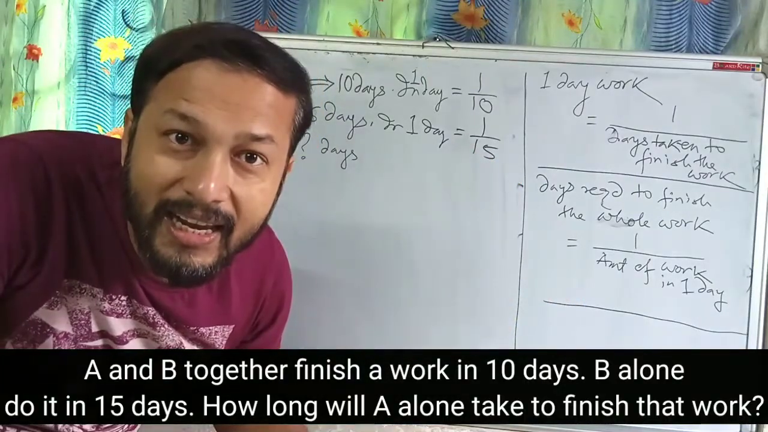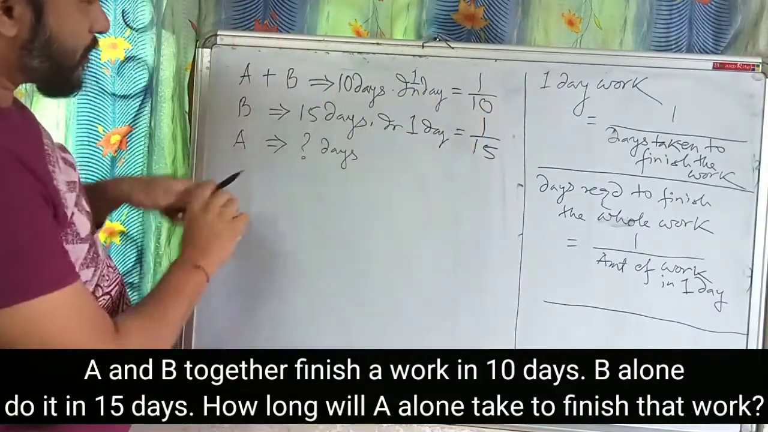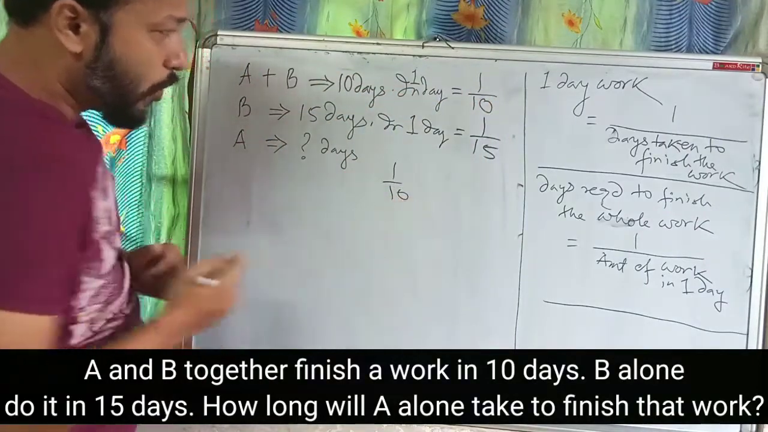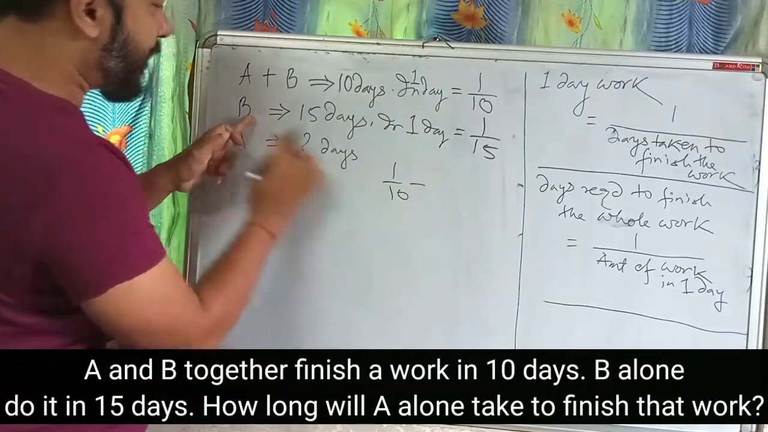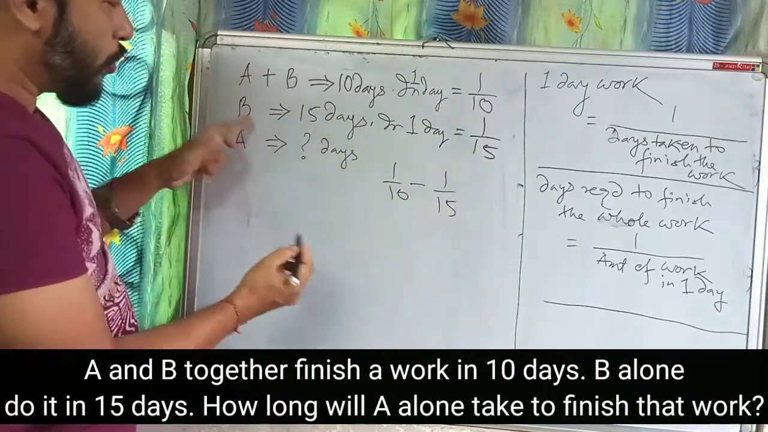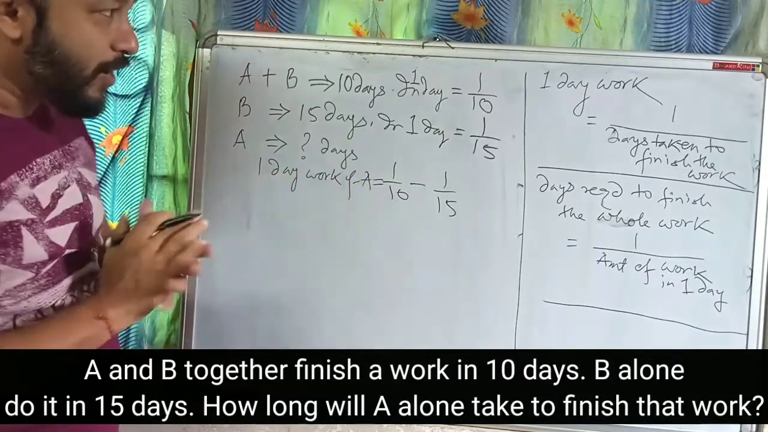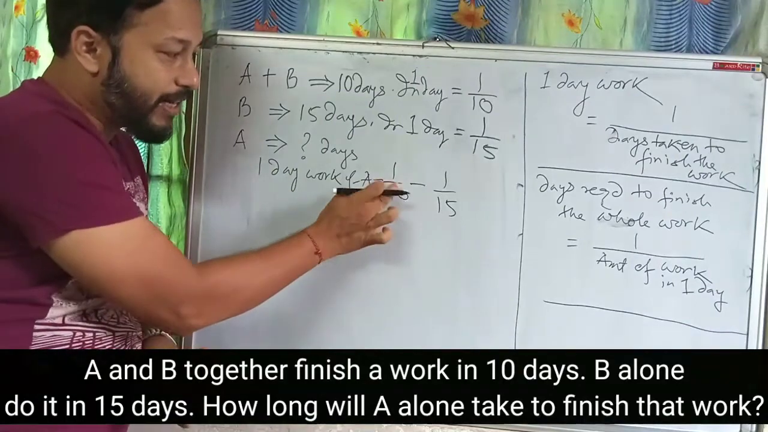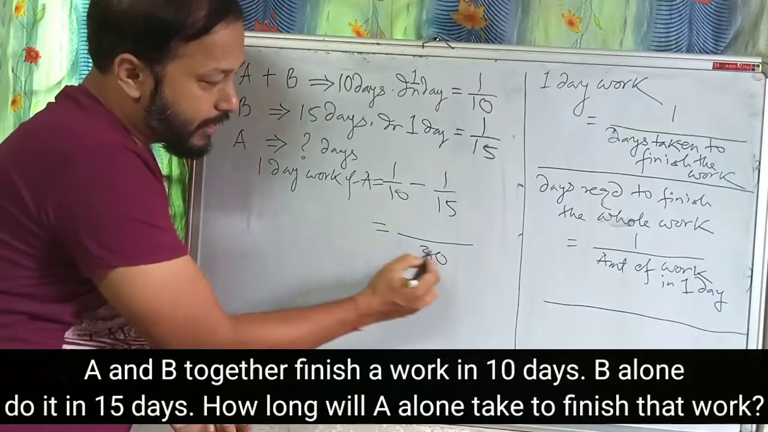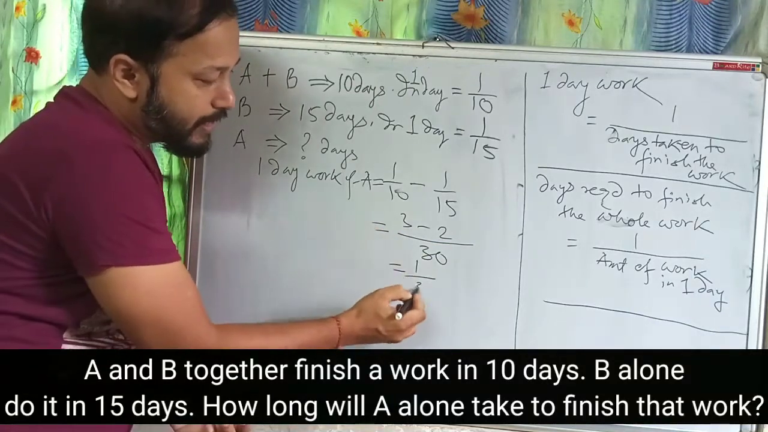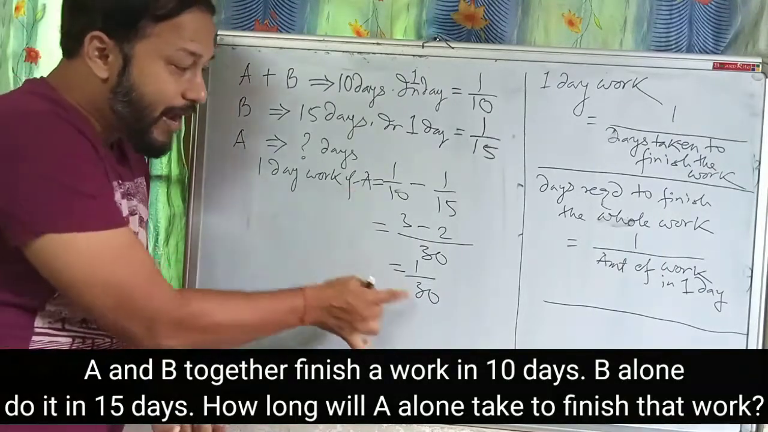So how much is A? Yes, we have to subtract B from A plus B, because A plus B is 1 by 10. If we subtract B, we'll get 1 day work of A. Got it? So what is the LCM? LCM is 30. That is 1 by 30. So 1 day work of A is 1 by 30.